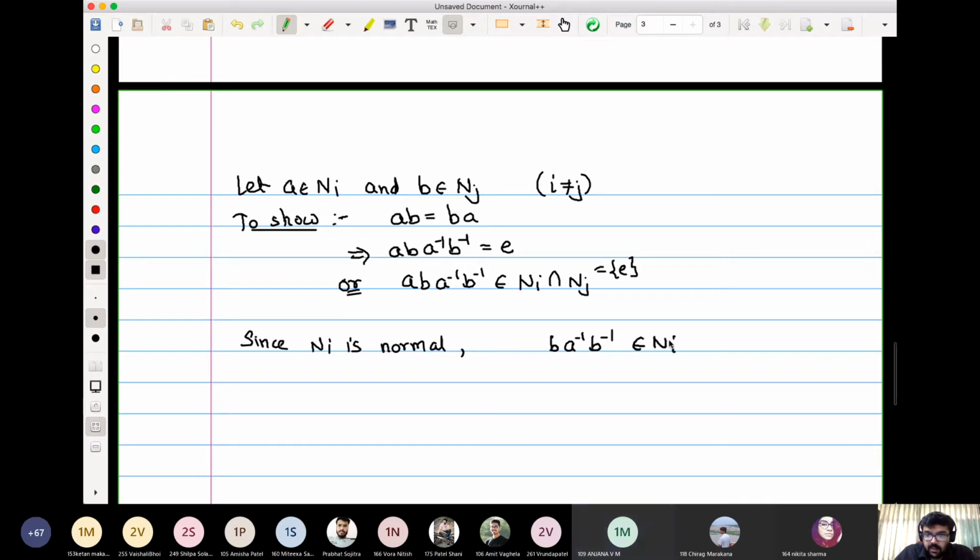Right? This is in Ni because Ni is normal. So the middle element is from Ni, and I'm multiplying on the right and left by B inverse. So because Ni is normal, this is an element of Ni, and this implies A B A inverse B inverse is in Ni, because A was in Ni, so A inverse is also in Ni. And A is already in Ni, so I just multiply A on the left.